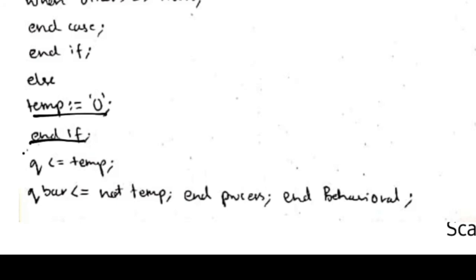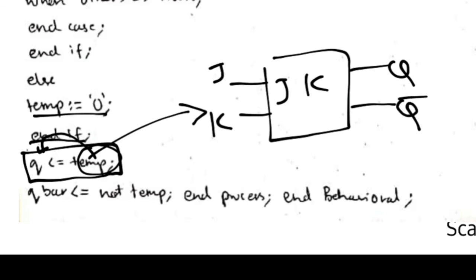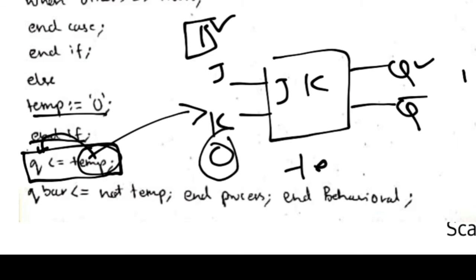Then end if, then Q is equal to temp. Now we got the temp value for setting the Q value. Suppose this is the JK flip-flop, this is J and this is K, this is Q and this is Q bar. When J was 1 and K was 0, that means Q should become 1. So in the first line, temp was 1. When J is 1 and K is 0, temp was 1.